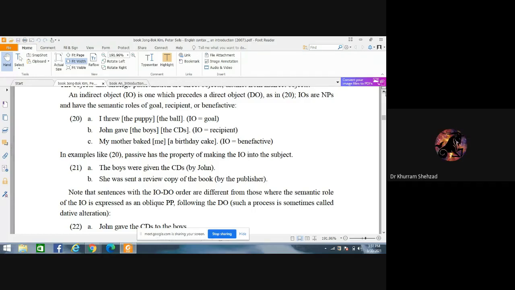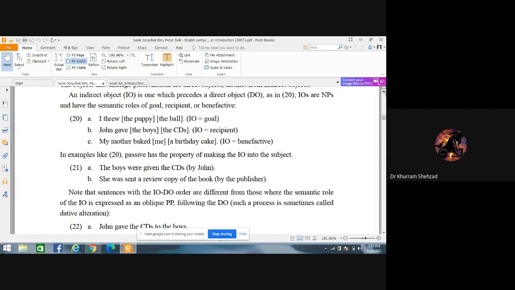जब पप्पी अभी इनडायरेक्ट ऑब्जेक्ट है लेकिन बॉल पहले लिख दें तो आई थ्रू द बॉल टू द पप्पी हो जाता है. तो टू द पप्पी अब क्या है? प्रेपोजिशनल फ्रेज बन गई है. वो यहां पर तो एनपी था लेकिन वहां पर वो प्रेपोजिशनल फ्रेज बनी है. लेकिन अभी भी ये जुमला कन्वर्ट हो सकता है पैसिव वॉइस में.